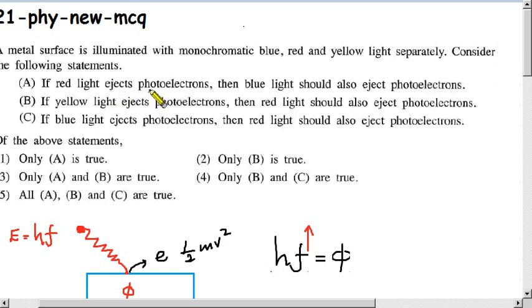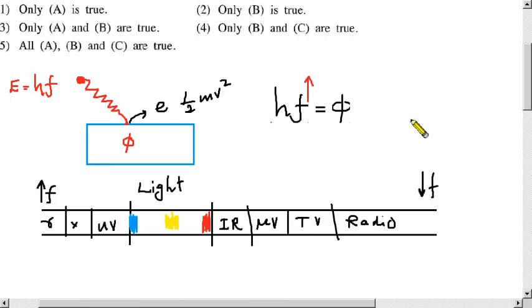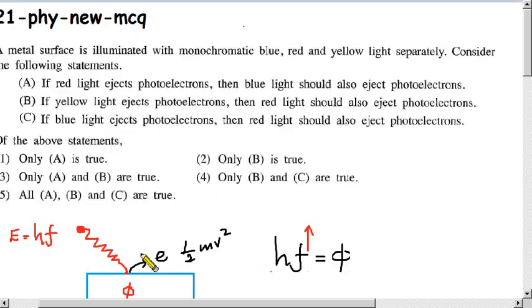If red light ejects photoelectrons, then blue light should also eject photoelectrons. That is correct, because if red light ejects photoelectrons, the energy is enough. This one has much more energy than red, because the frequency is higher than red. When we go to the left, frequency increases, so the blue has much more energy than red. So definitely, if the energy is higher than red, the electrons must be ejected. So this one is correct.